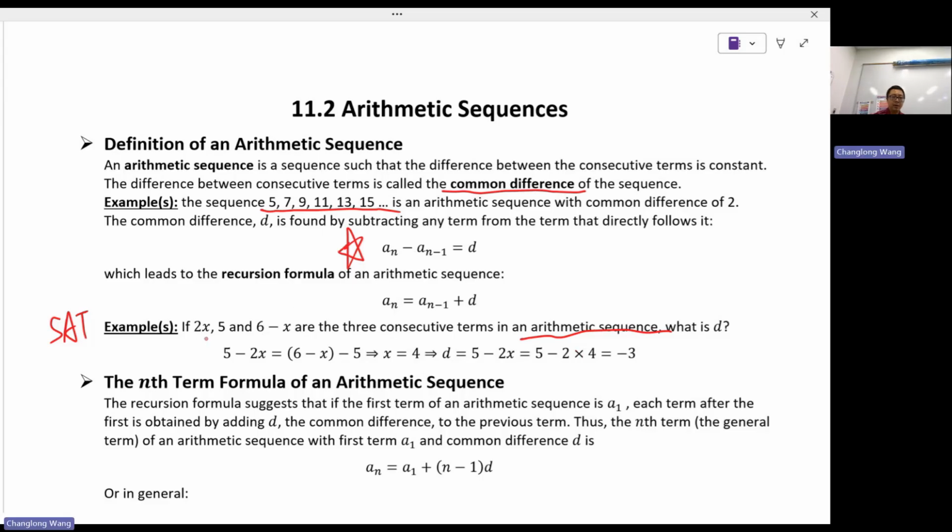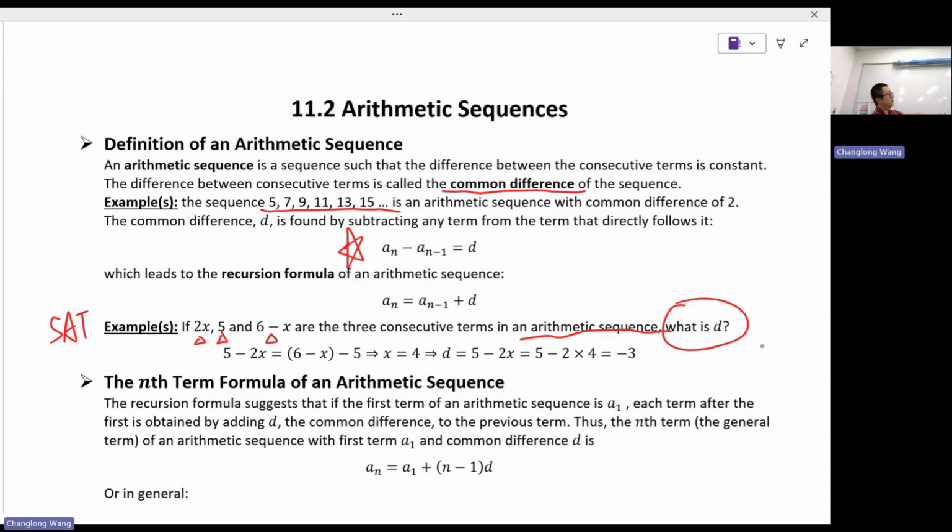So we have 3 consecutive terms in the arithmetic sequence. The middle term was given, but the term before it will be 2x, right? And then the term after that will be 6 minus x. And obviously what bothers people is what x is. But not giving you x, they still want to find out what the common difference, that little d, is.